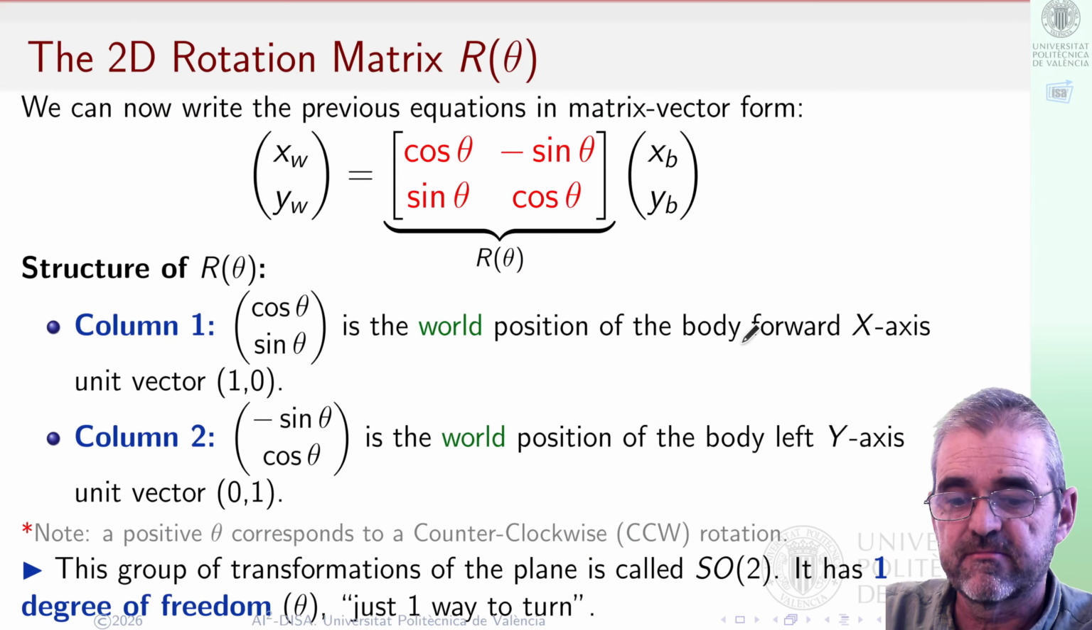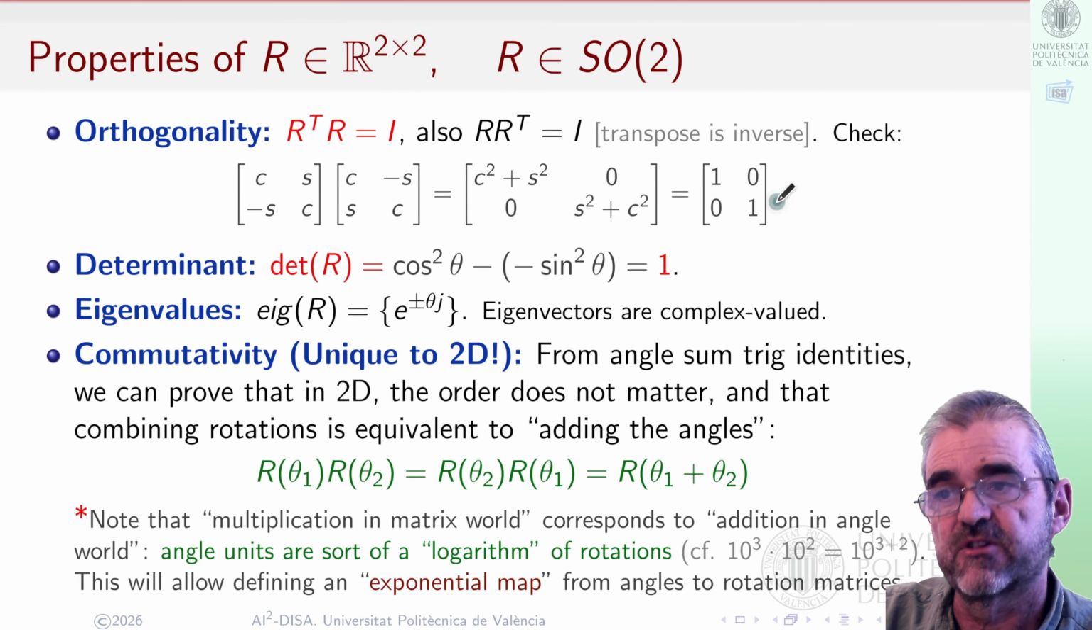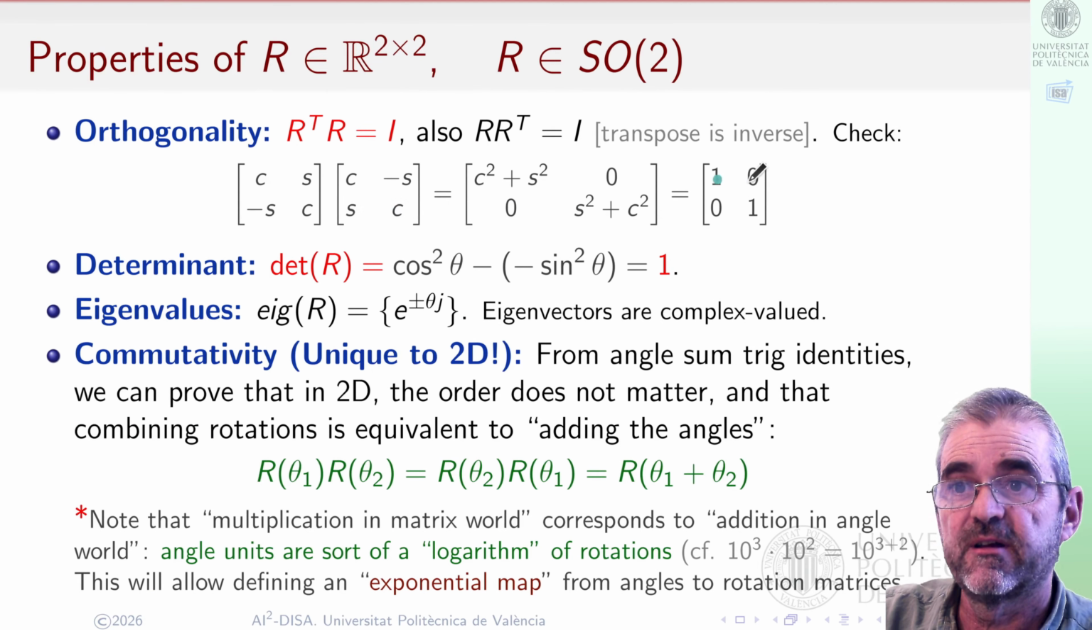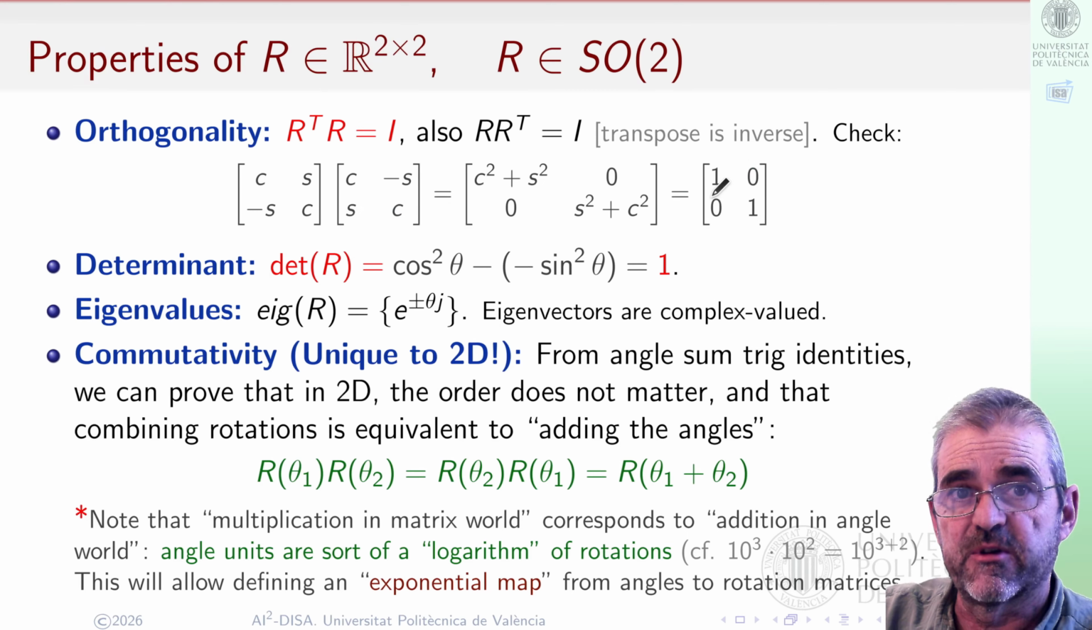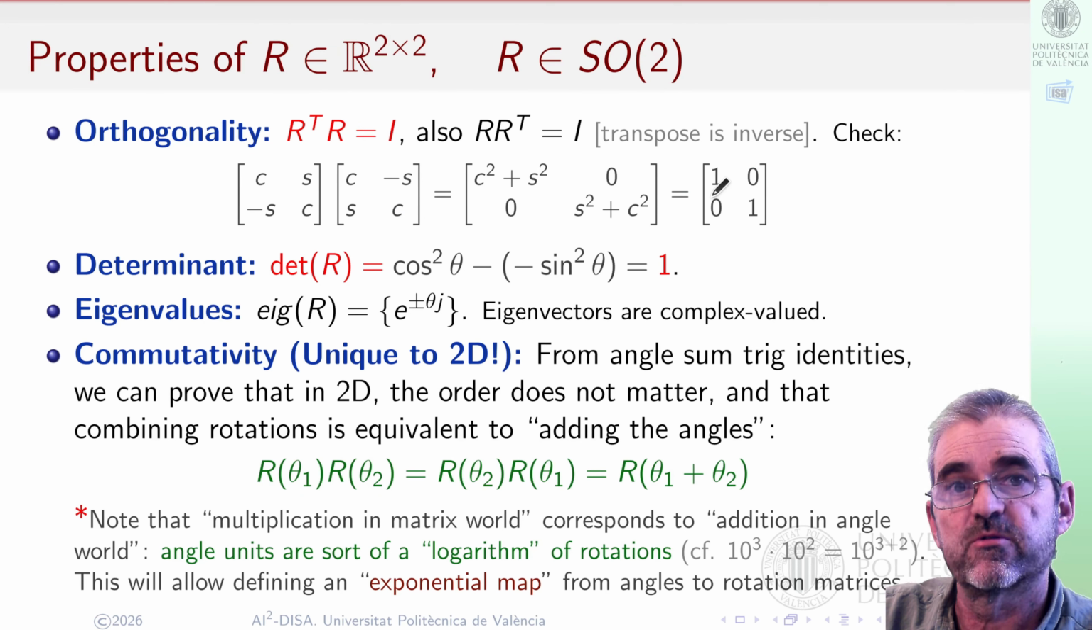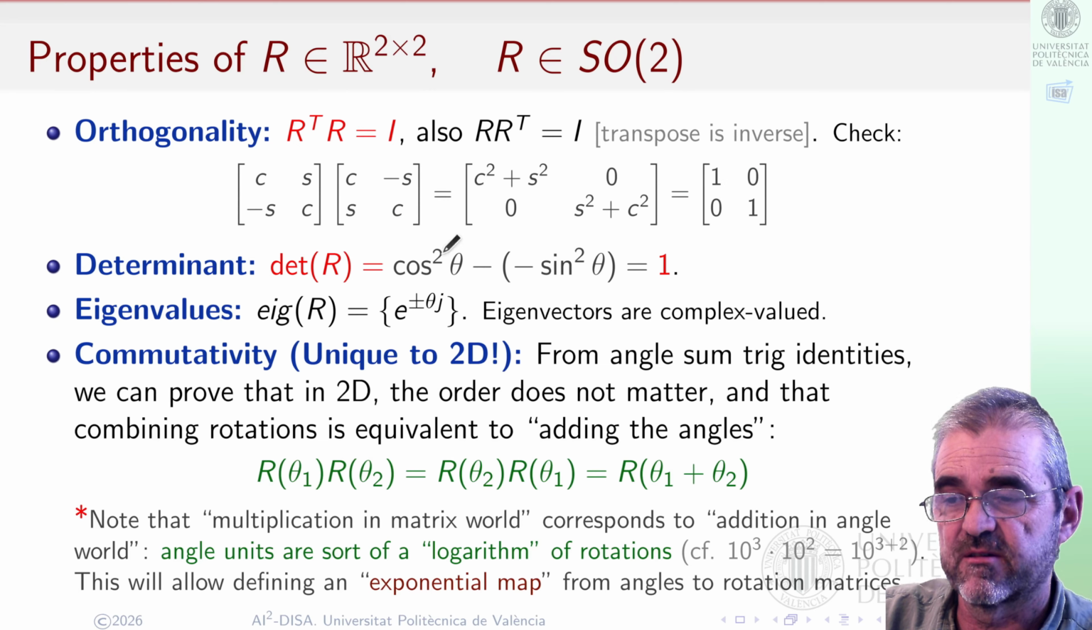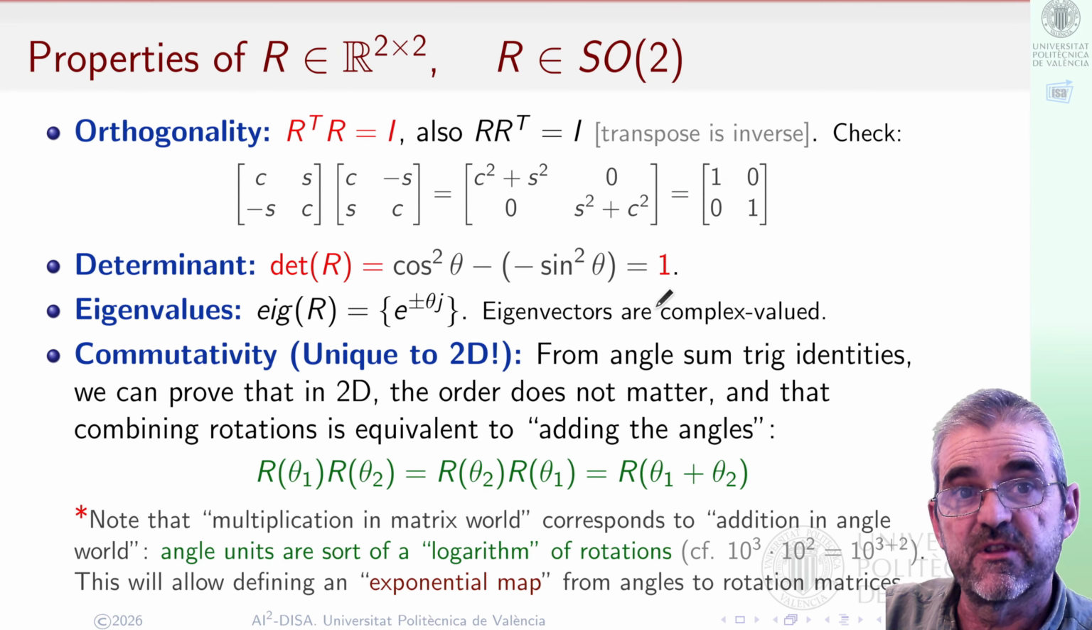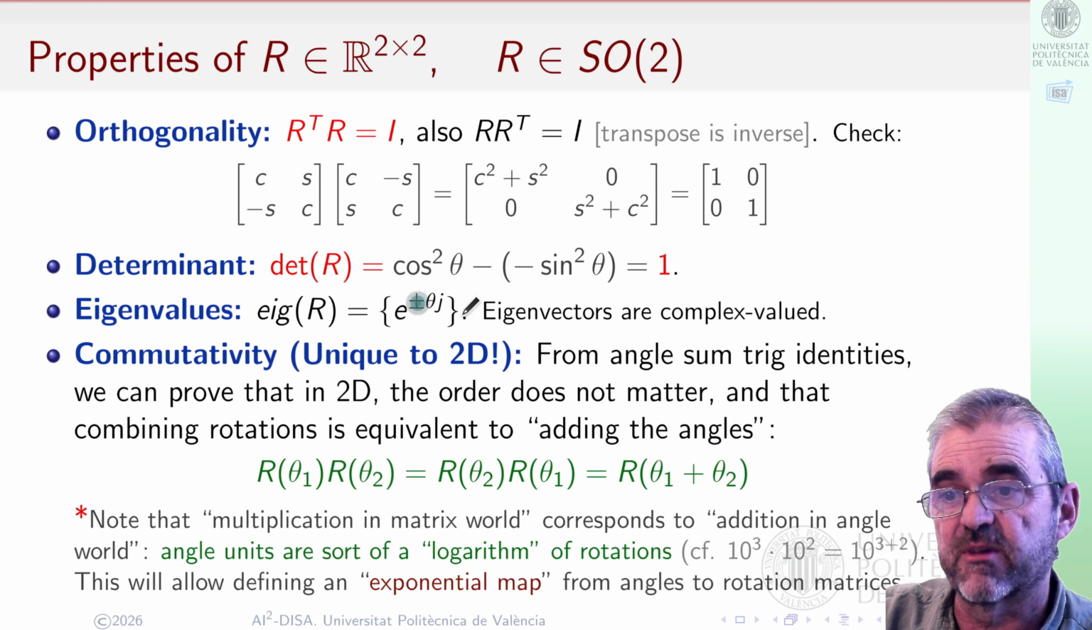And in the previous video, we discussed some of the properties, which were orthogonality, transpose is inverse, so the columns and the rows are norm 1 and perpendicular between them, so they are an orthonormal basis. Orthonormal basis and rotations are sort of the same once we add the determinant 1 orientation preservation.